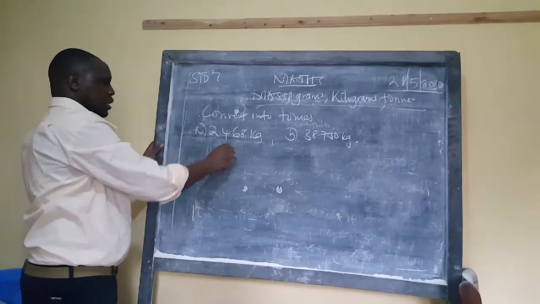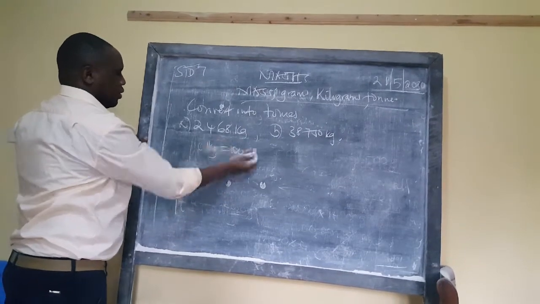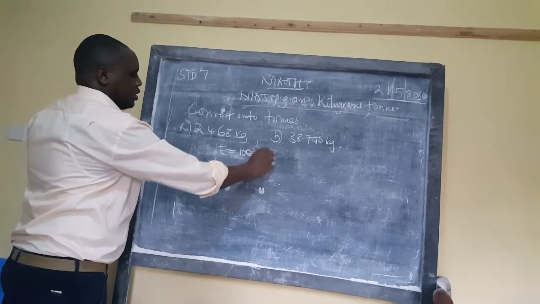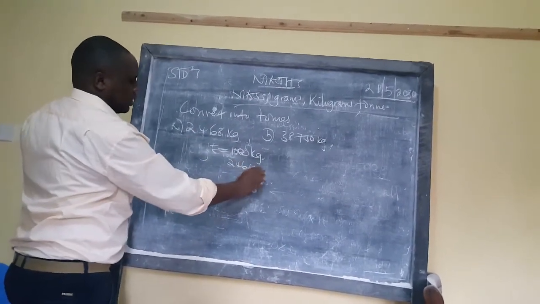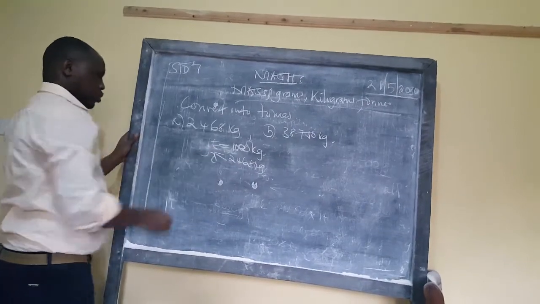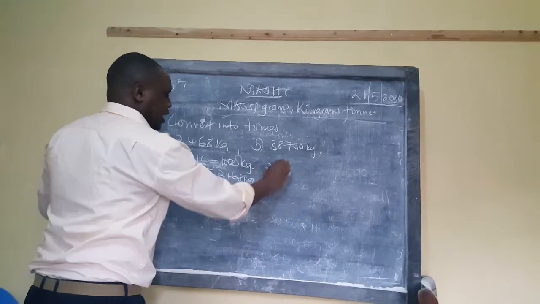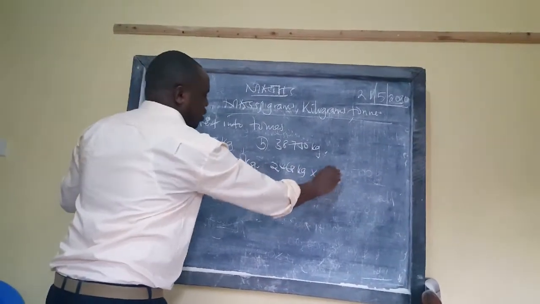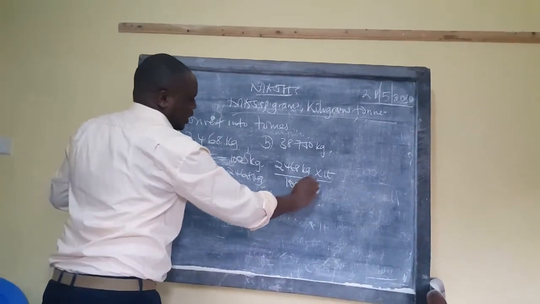These are kilograms to tons. You say 1 ton is equal to 1,000 kgs. What about 2,468 kgs? It is what amount of tons? So we multiply this one with this one: 2,468 kilograms multiplied by 1 ton over 1000 kgs.